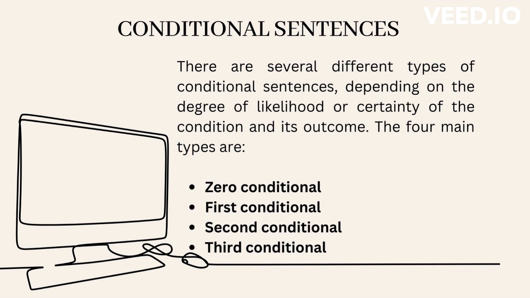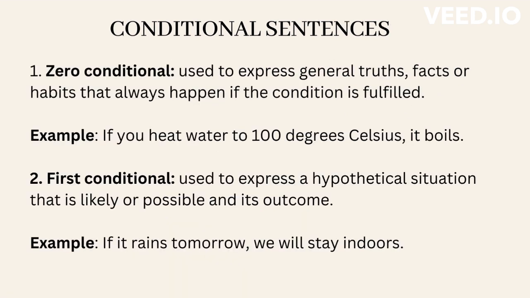There are several different types of conditional sentences, depending on the degree of likelihood or certainty of the condition and its outcome. The four main types are: zero conditional, first conditional, second conditional, third conditional. Let's see examples. 1. Zero conditional, used to express general truths, facts, or habits that always happen if the condition is fulfilled. Example, if you heat water to 100 degrees Celsius, it boils.